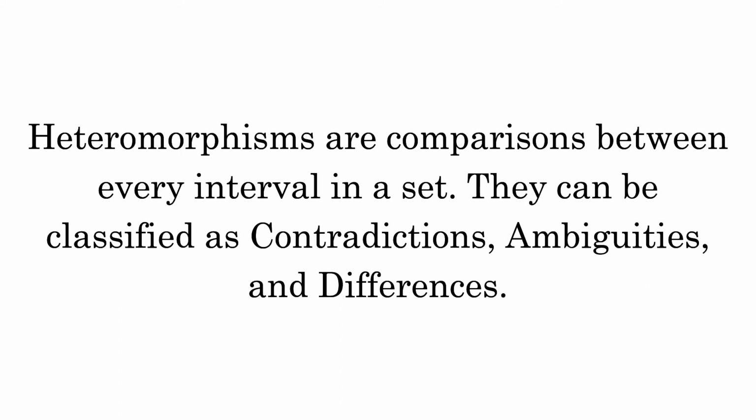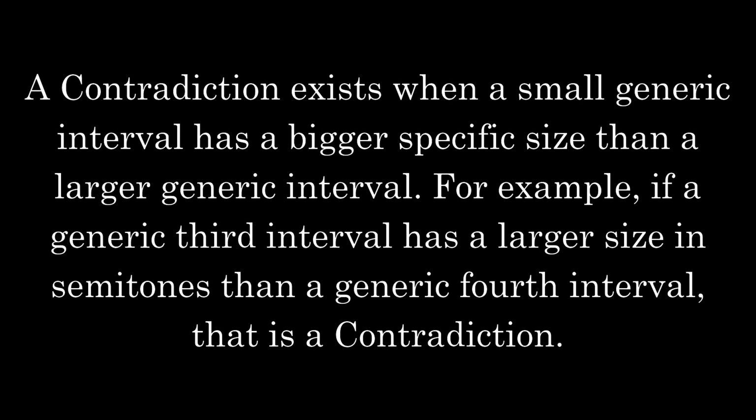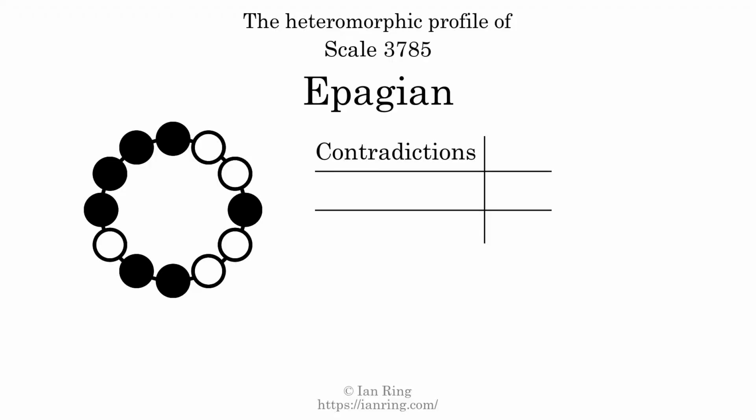Heteromorphisms are comparisons between every interval in a set. They can be classified as contradictions, ambiguities, and differences. A contradiction exists when a small generic interval has a bigger specific size than a larger generic interval. For example, if a generic third interval has a larger size in semitones than a generic fourth interval, that is a contradiction. The number of contradictions in this scale is 32.